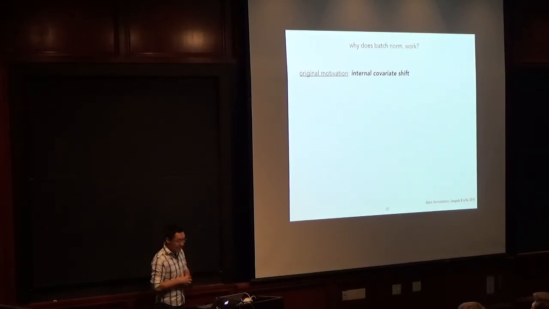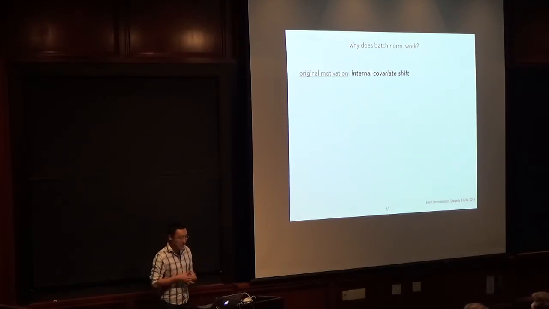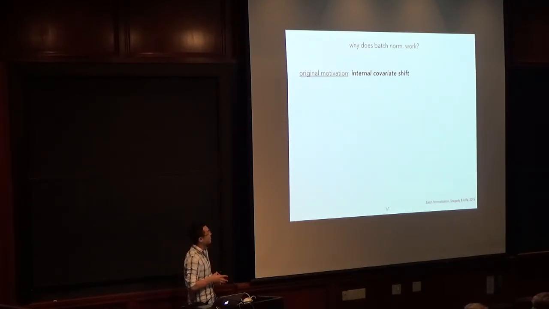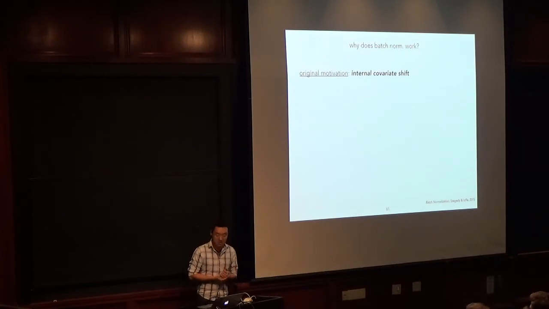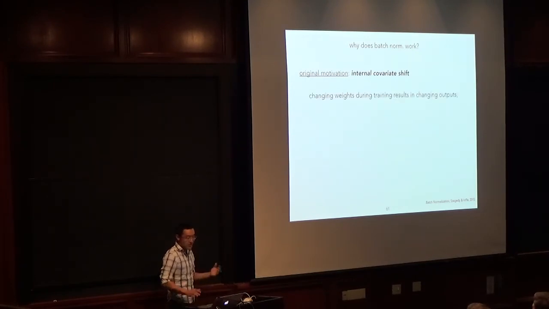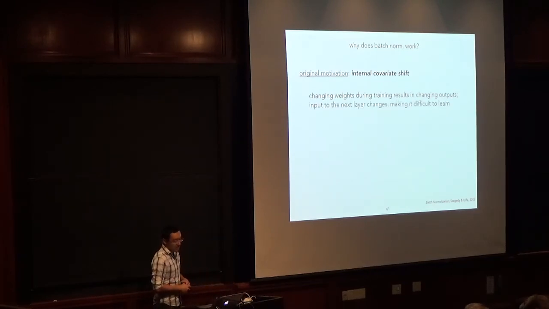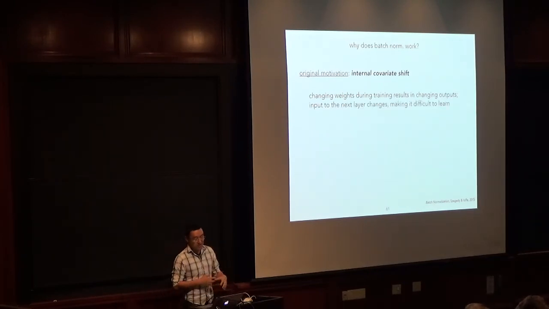I think that this slide, the previous slide, and the next slide are a little bit of a microcosm of the current state of the art and state of research in machine learning. Notice that this batch normalization work was published in 2015, so four and a half years ago. And at that time, they defined a term called internal covariate shift. So changing weights during training results in changing outputs. Input to the next layer changes, making it difficult to learn.